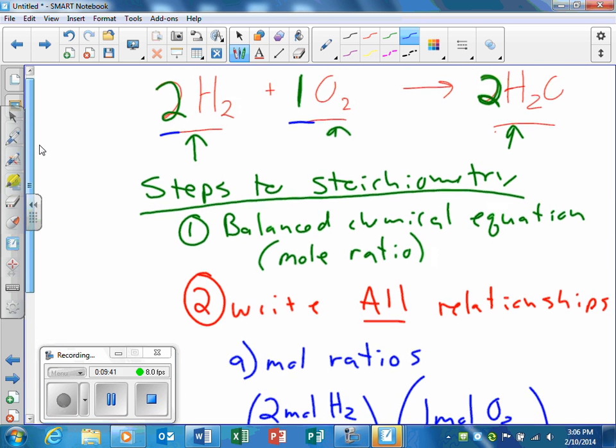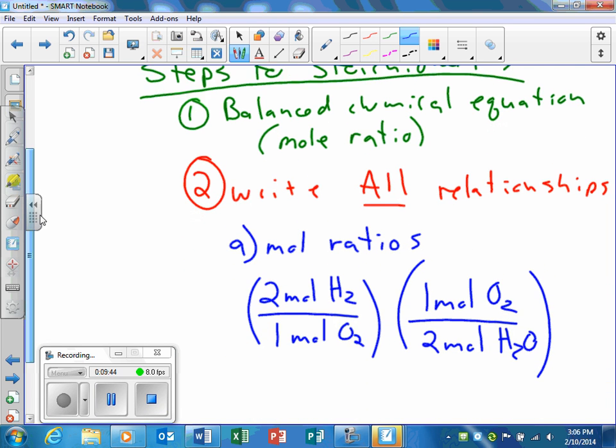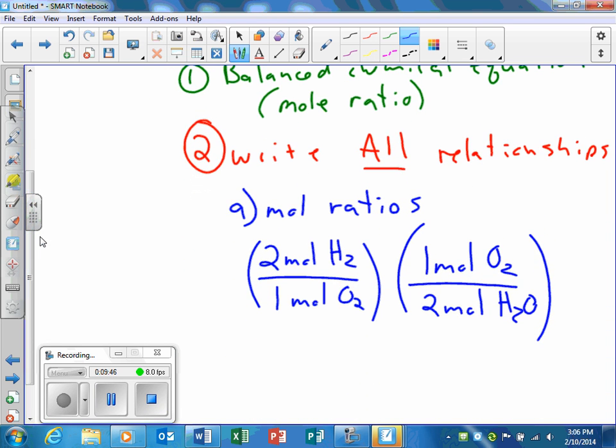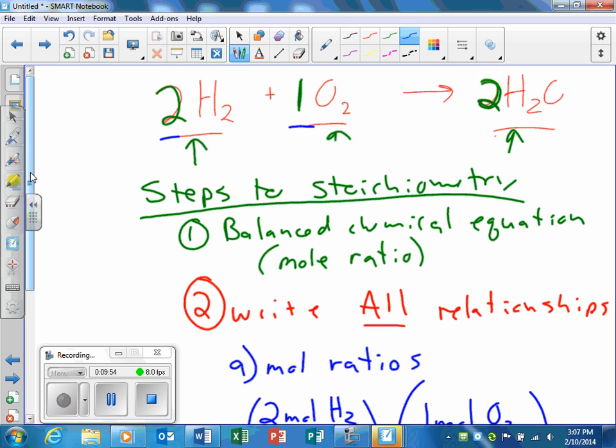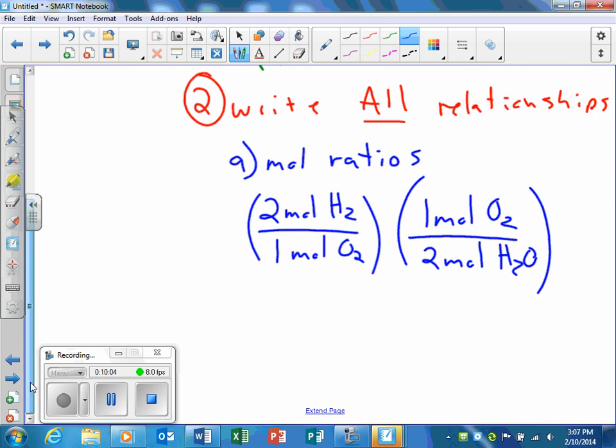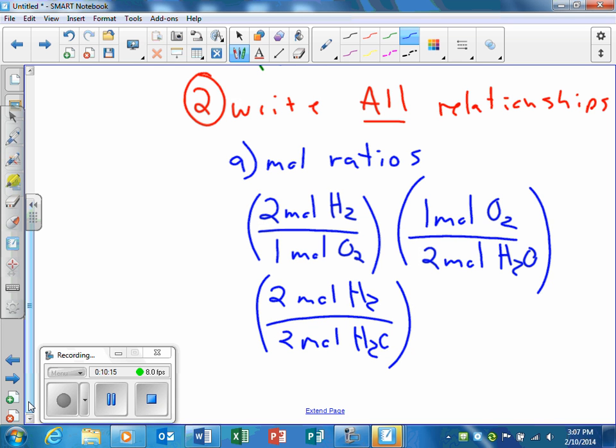Is there another relationship? Any other relationship you see? Yes, 2 to 1. Very good. 2 of this to 2 of this, right? 2 hydrogens to 2 waters. Okay, so let's write that down: 2 moles of H2 to 2 moles of H2O. Those are the 3 mole ratios.